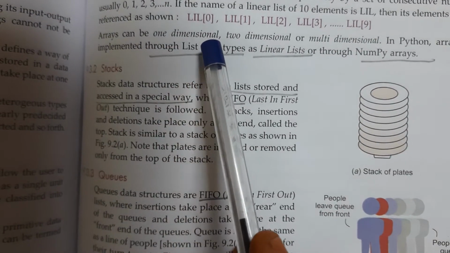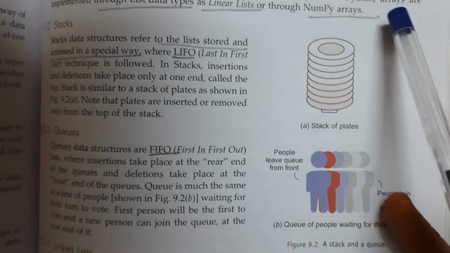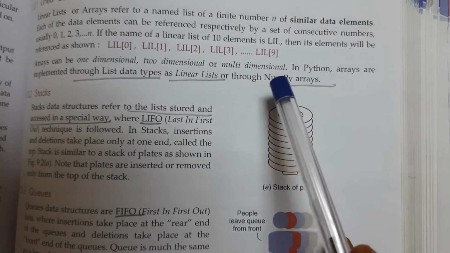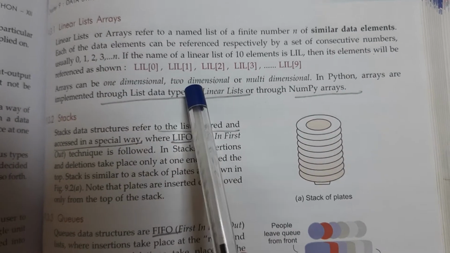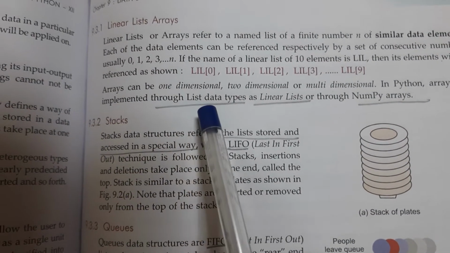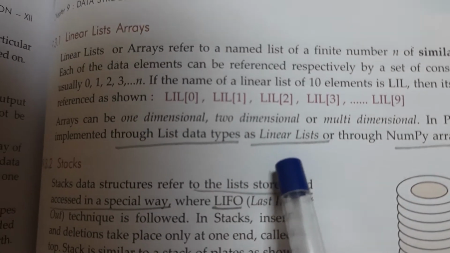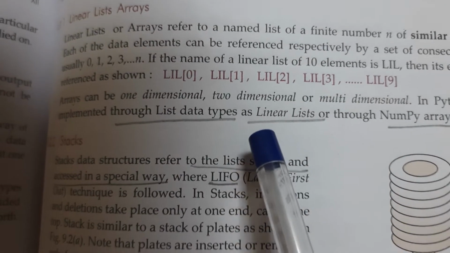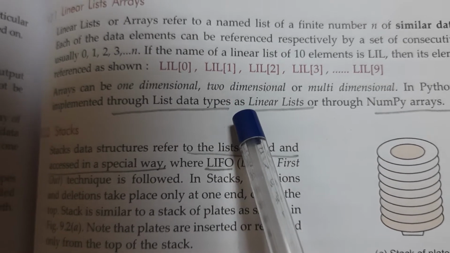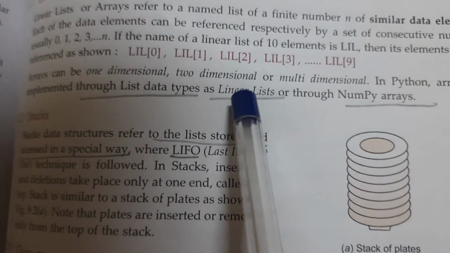So arrays may be one dimensional, two dimensional or multi-dimensional. In C, C++ and so on, the array concept is very clear. But in Python, arrays are implemented through the list data type, as linear lists, or through NumPy arrays. We'll see how we are going to express them.